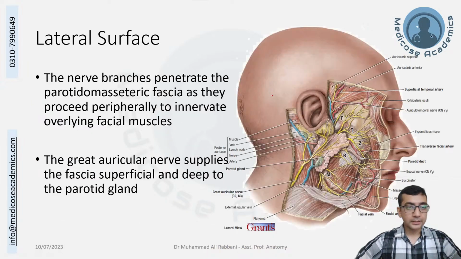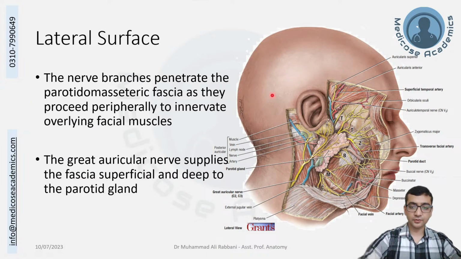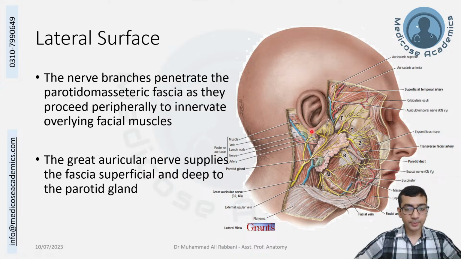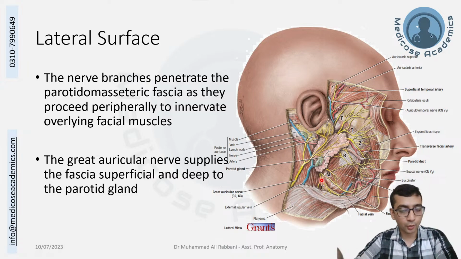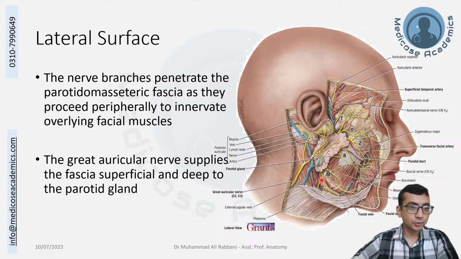Okay, so this fascia, this parotidomasseteric fascia, is penetrated by the branches of the facial nerve: the temporal, zygomatic, buccal, mandibular, and the cervical, as they move across the anterior edge of the parotid gland to the surface, to the muscles. So this parotidomasseteric fascia is penetrated by these nerves.